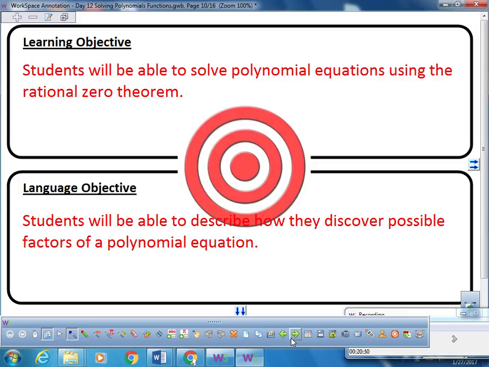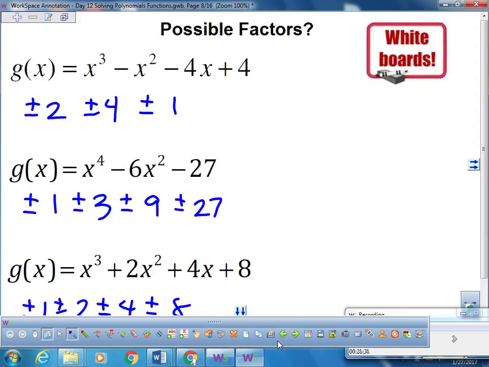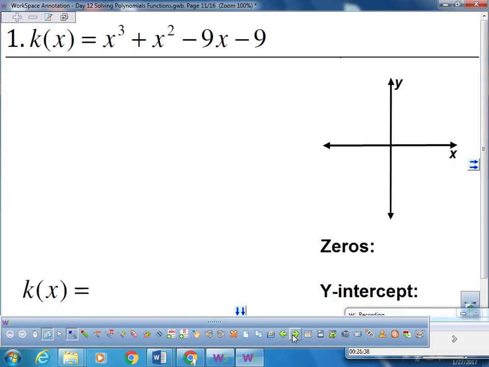Okay? All right. So students will be able to solve polynomial equations using the rational zero theorem. That's what we were just using right now. That's the rational zero theorem. That's where I was finding the possible zeros. Okay? Just a fancy word. All right. And we're going to get more in depth in it on Monday. All right, so my possible zeros.